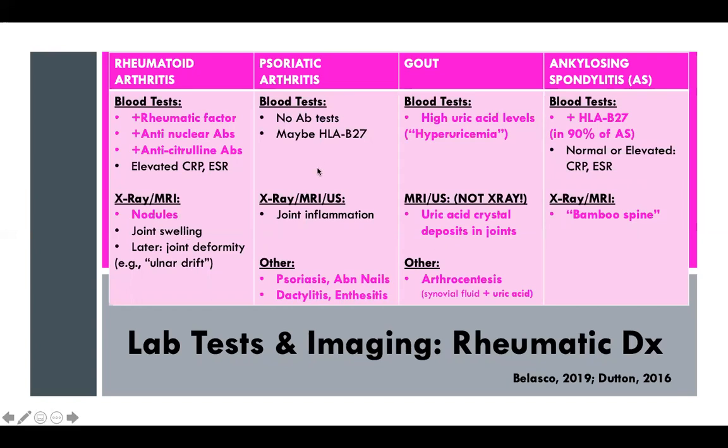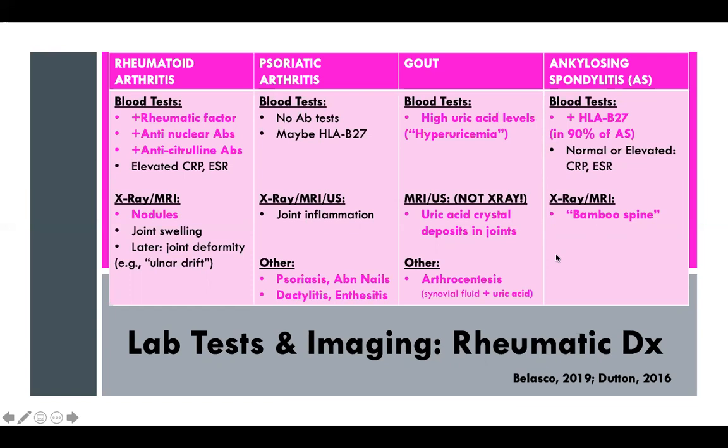With psoriatic arthritis, you're not going to have antibody tests that are positive, but again, you're going to have these key signs and symptoms. Gout is going to present with high uric acid levels. So gout, the joint dysfunction is due to these uric acid crystals or deposits in the joints. So that can be seen on imaging, not x-ray, however, but an ultrasound or MRI can show those deposits, and then some blood testing could be indicative of that.